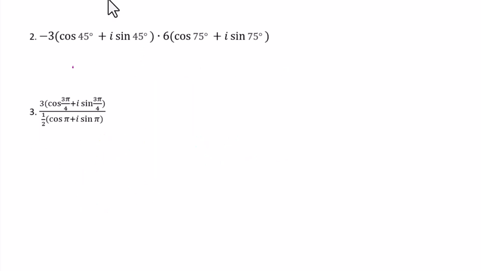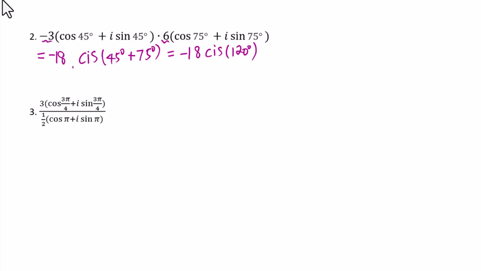Let's go to question 2. Negative 3 times 6, negative 18, CIS of 45 degrees plus 75 degrees equals negative 18 CIS 120 degrees.